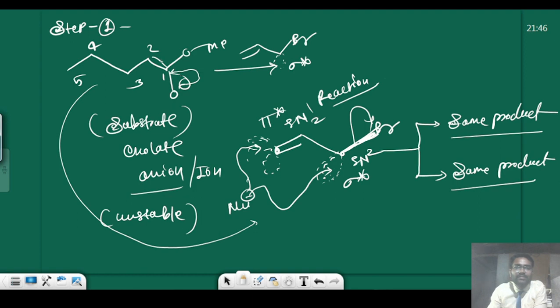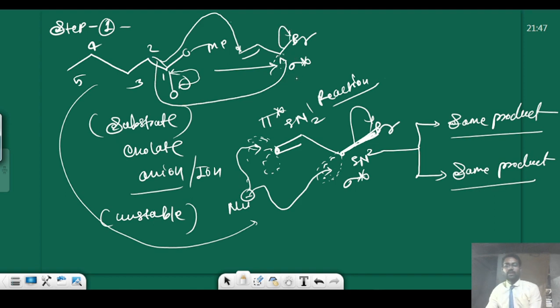It will come back like this, and this nucleophile will attack on this particular pi star orbital, or this nucleophile can attack on the sigma star orbital. We can get the same product.